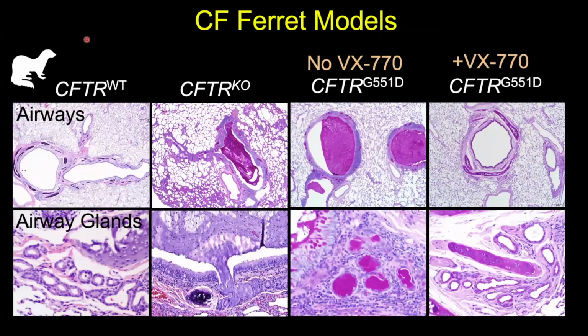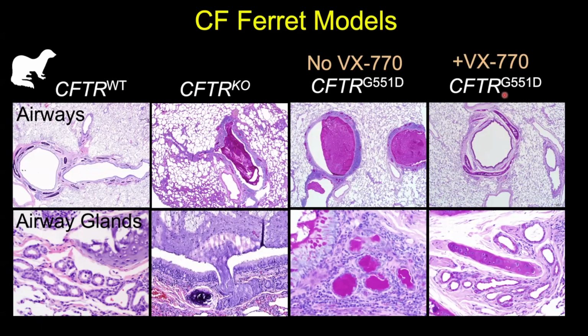Other CFTR models that have been useful include the CFTR knockout. We recently generated a G551D ferret. I want to talk a little bit about their pathology and how this led us to study other models, mucin deletion models. CFTR knockout ferrets develop mucus accumulation in the airways as well as the submucosal glands compared to wild type. And the G551D ferret model, when removed from VX770, developed similar pathology.